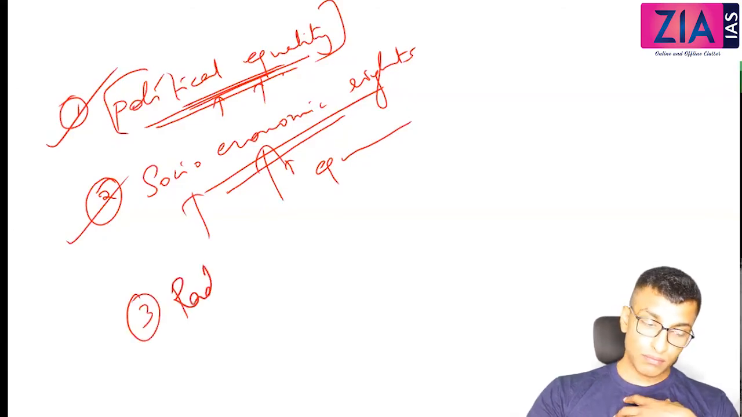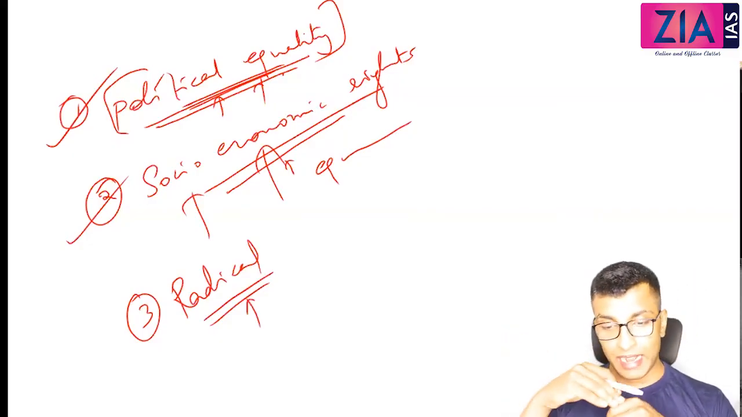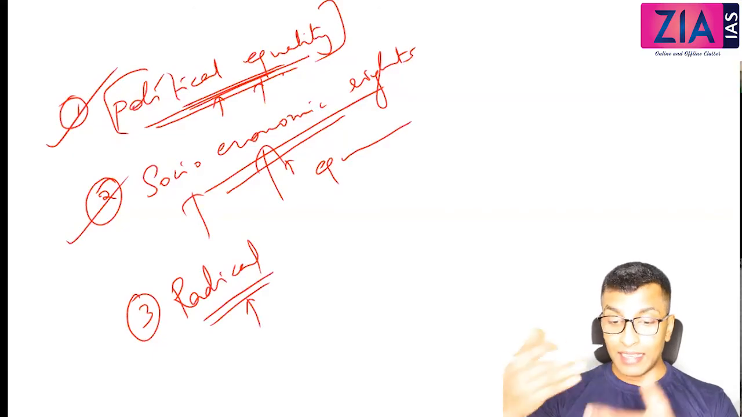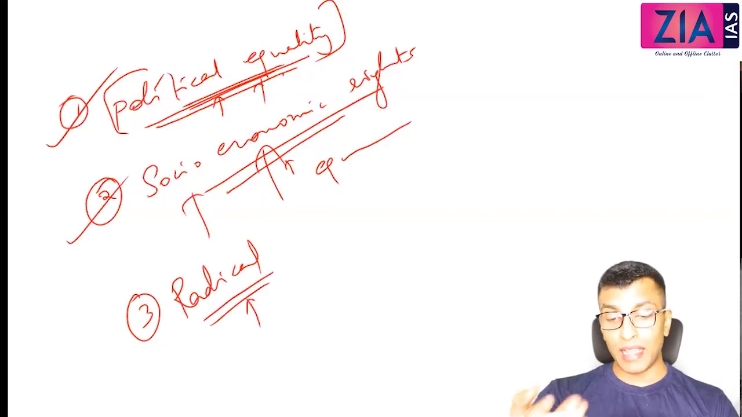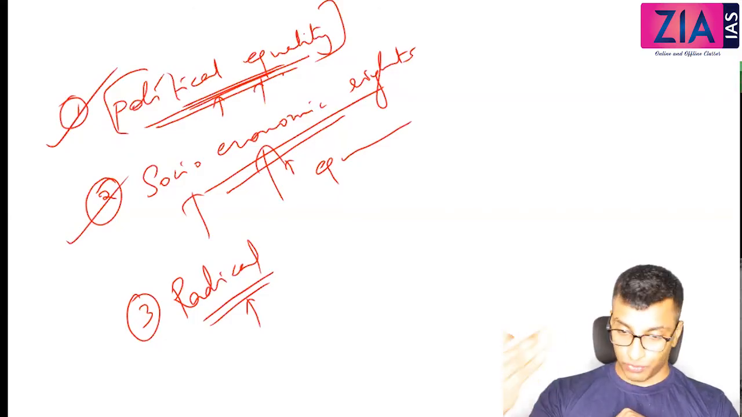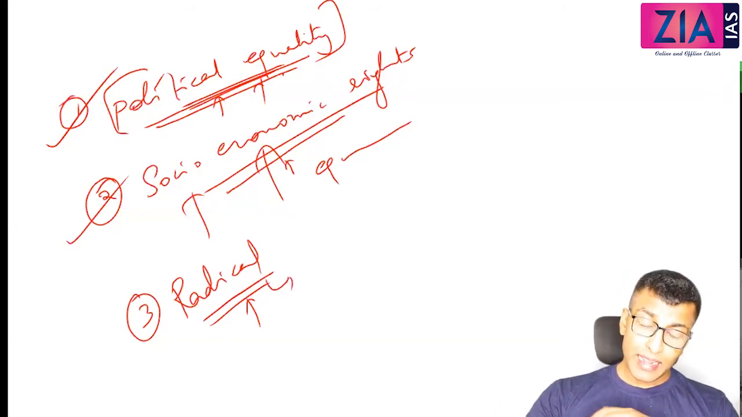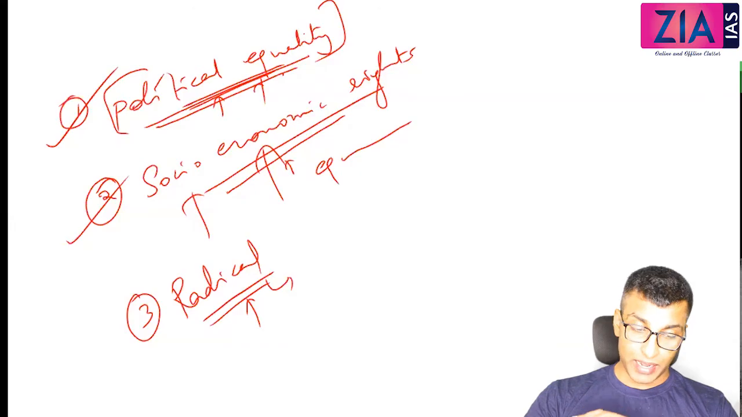The other dimension is the radical wave of feminism. There are different interpretations and different opinions about radical feminism. Being anti-male, rather than demanding equality, is one dimension of radical feminism. But otherwise, when you talk about radical feminism, it is basically against patriarchy.